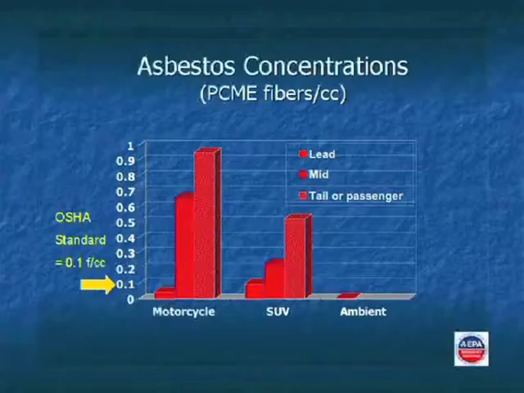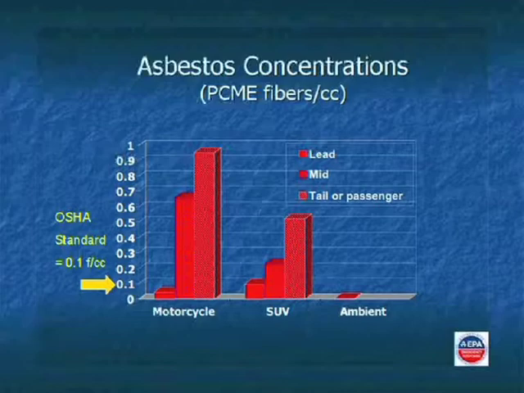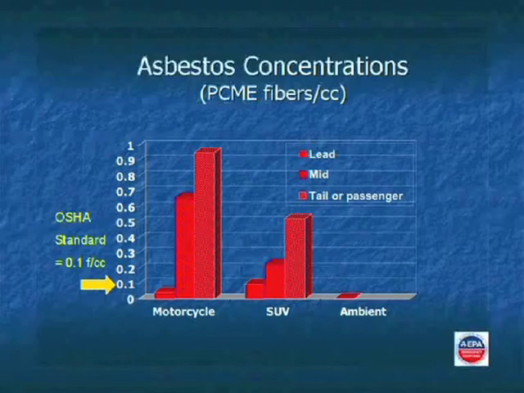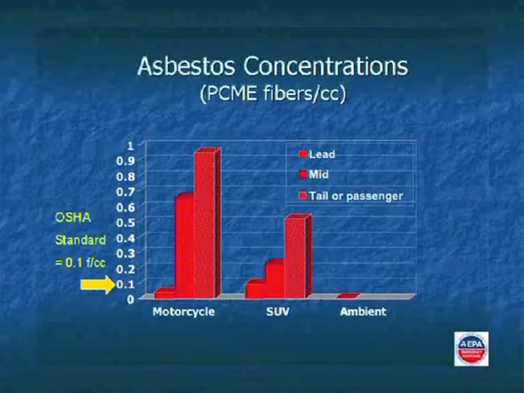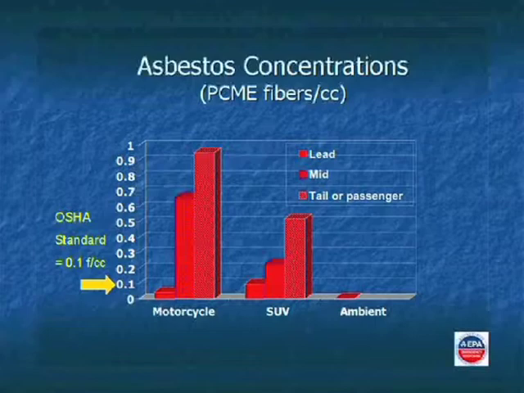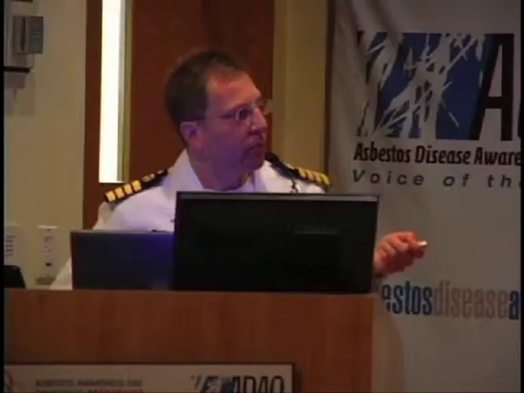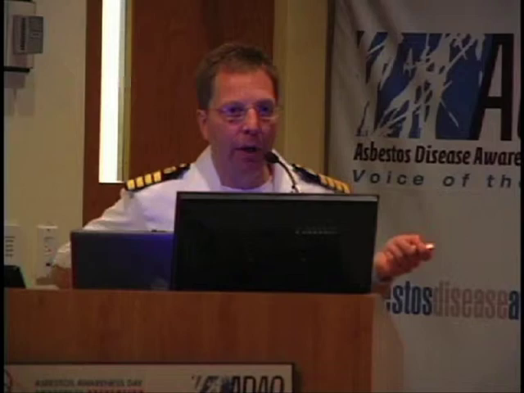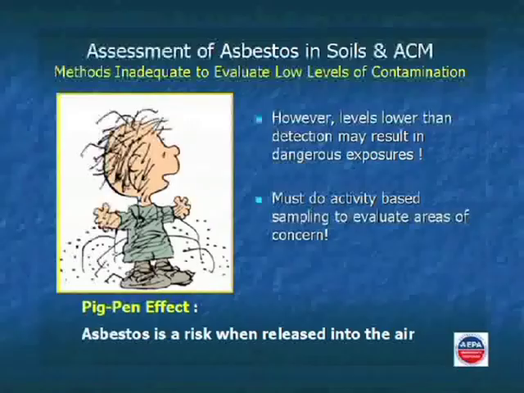So here's the OSHA standard, and here are the results of asbestos concentrations. This is if you're the lead motorcycle or SUV, and these are people behind. You can see these concentrations of exposure are well above what we would consider anything close to being safe. Certainly pays to be in the lead, I guess. But certainly any type of activities in these naturally occurring areas.